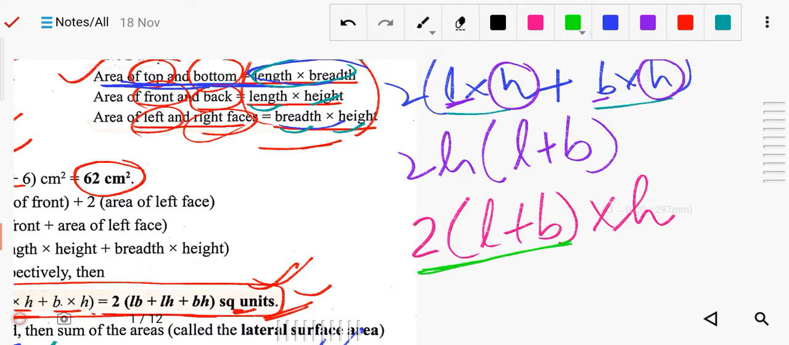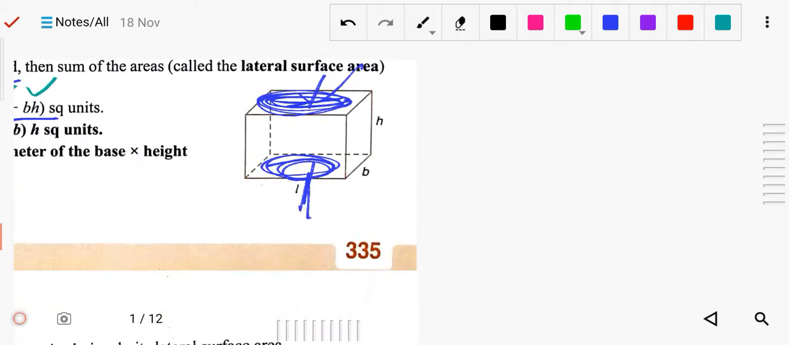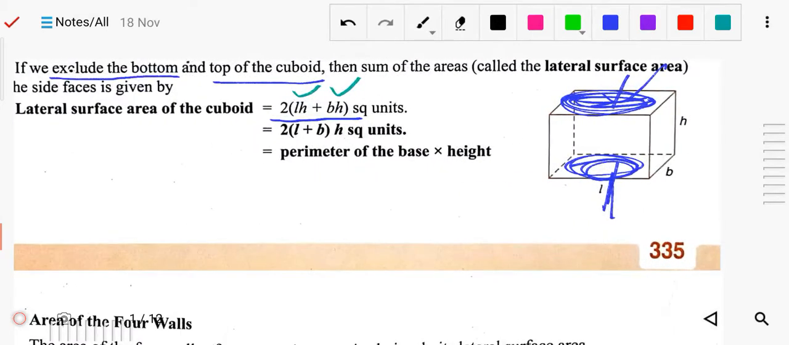Now you will see this 2 into L plus B. What is this 2 into L plus B? This is nothing but the perimeter of the rectangle. So this is the perimeter and this is the height. It is the multiplication of both perimeter and height. So 2 into L plus B is nothing but the perimeter of the base into height.